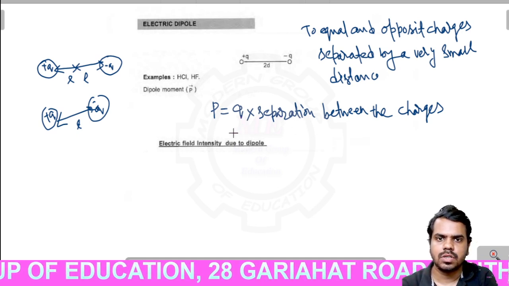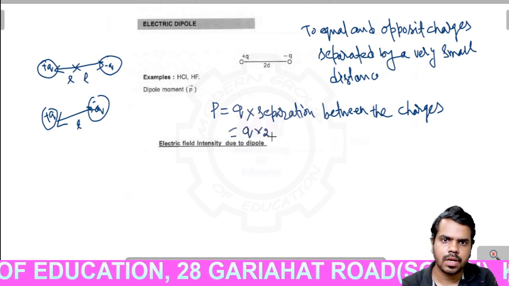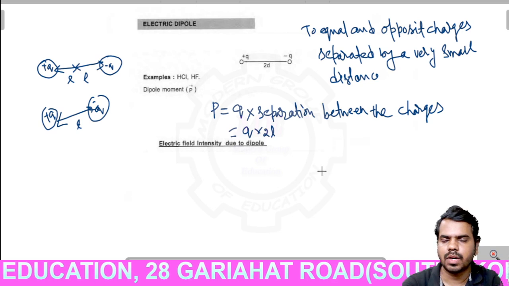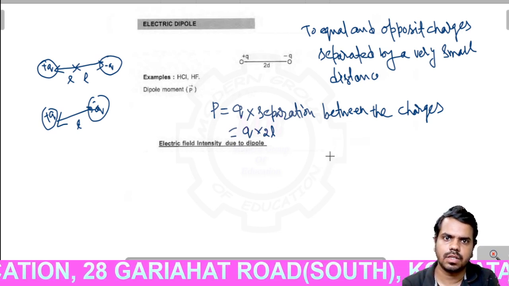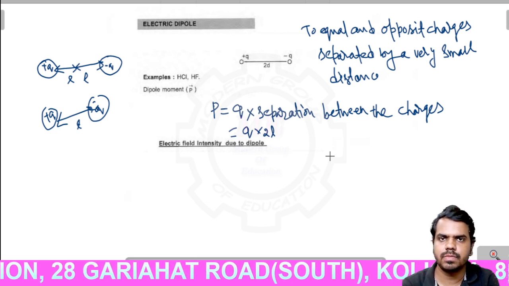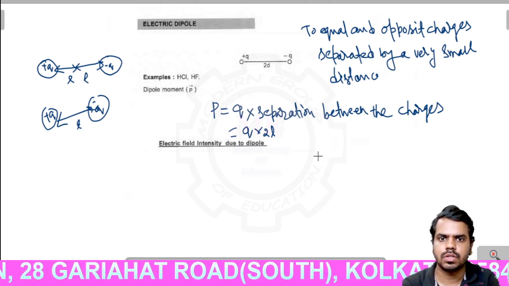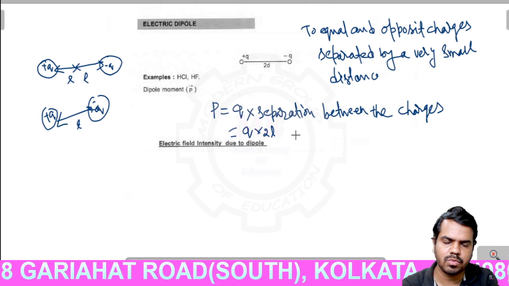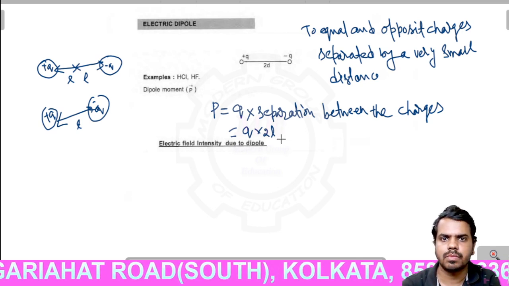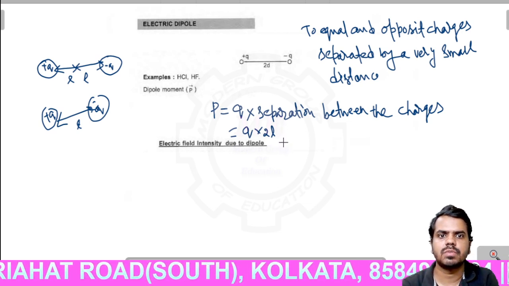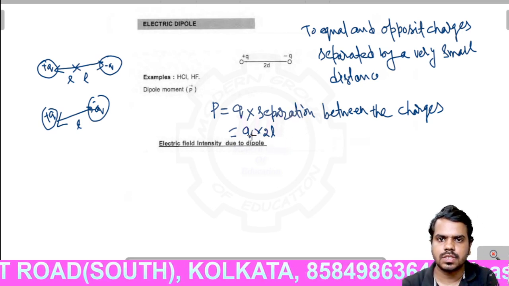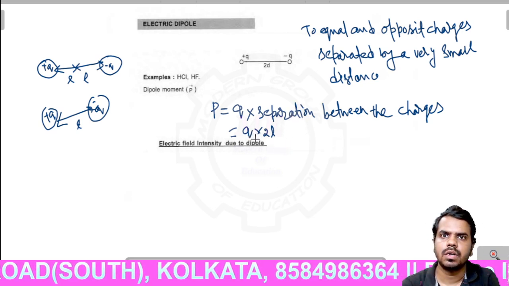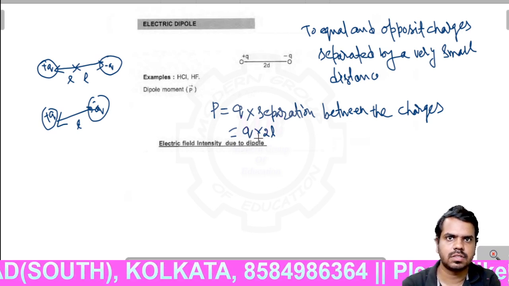So actually the formula is q into 2l, but as I told you, sometimes in the questions they trick you so that the distance is given as length l. So for those questions the dipole moment will be q into l. That's why I have written q into the separation between the charges. Clear? Now this is the scalar formula of dipole moment, but dipole moment is a vector quantity, so it has some direction.